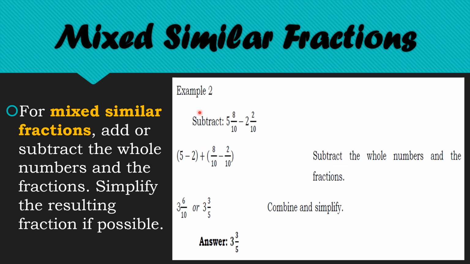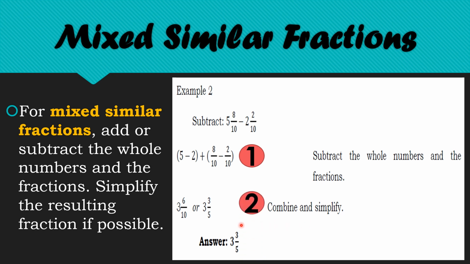Example number 2. Subtract 5 and 8 over 10 minus 2 and 2 over 10. Step 1. Subtract the whole numbers and the fractions. 5 minus 2 is equal to 3. 8 minus 2 is equal to 6. Copy the denominator 10.